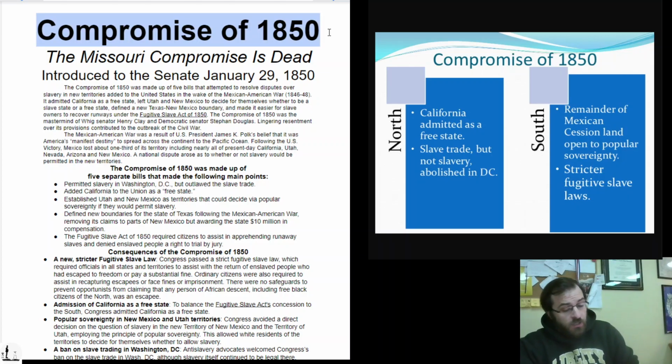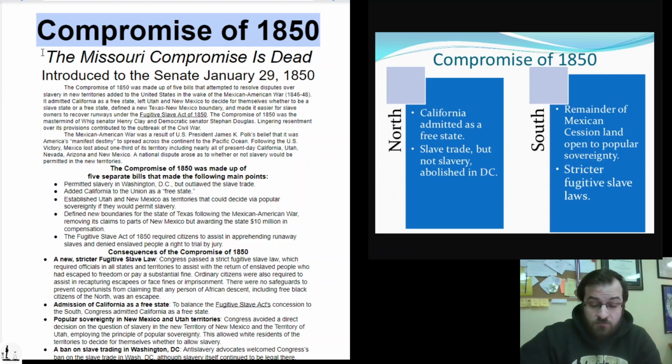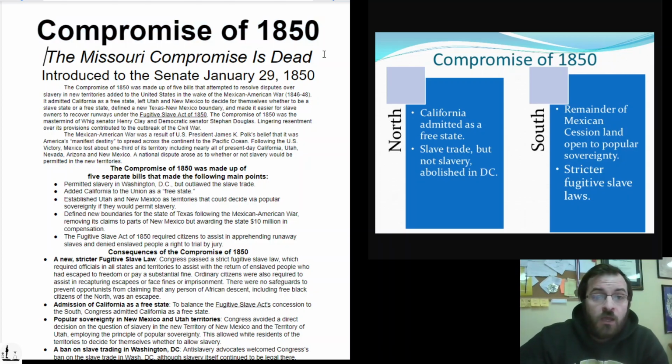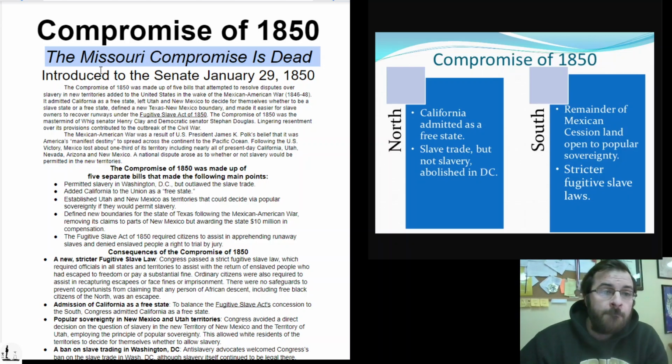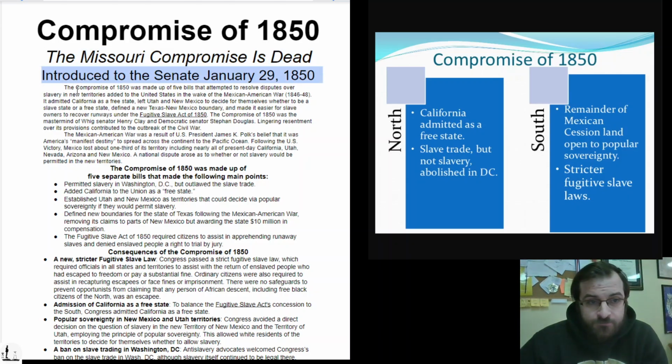There's been a lot of historians who have said that if there's any one single biggest mess up in the attempt to avoid the American Civil War, it would be passing the Compromise of 1850, because a lot of things were not good here. So this is one of the most important causes of the American Civil War. Basically, this makes the Missouri Compromise dead. The Missouri Compromise basically doesn't matter anymore after this. And it was introduced to the Senate on January 29th, 1850.